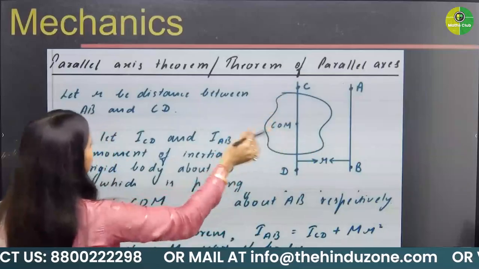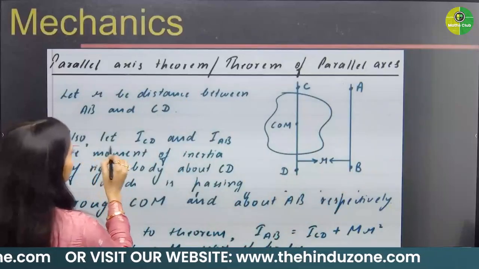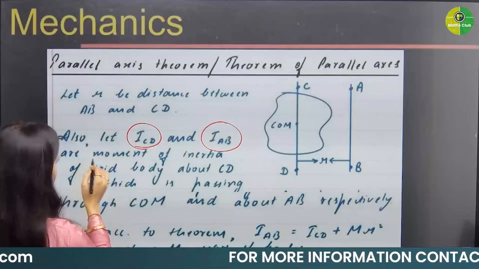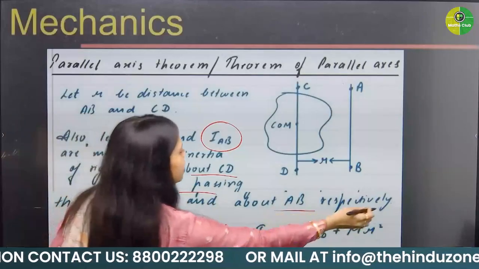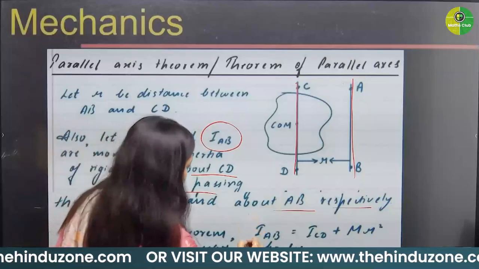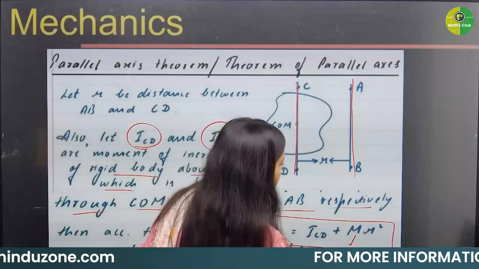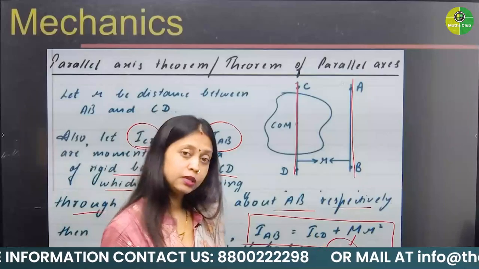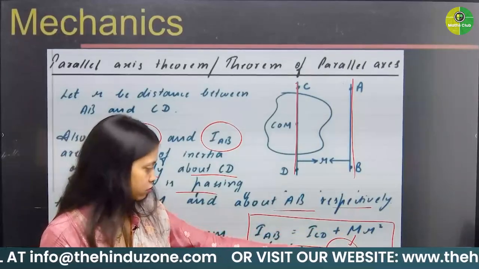There is a theorem for this: if r is the distance between them, obviously these two are parallel lines, so I can find the distance between the two lines, r. Also, let ICD and IAB be the moments of inertia of the rigid body about CD, which is passing through the center of mass, and about AB respectively. According to this theorem, we have a simple result, where capital M is the mass of the rigid body. So IAB equals ICD plus MR square. This can be used in the next article that we are going to discuss.